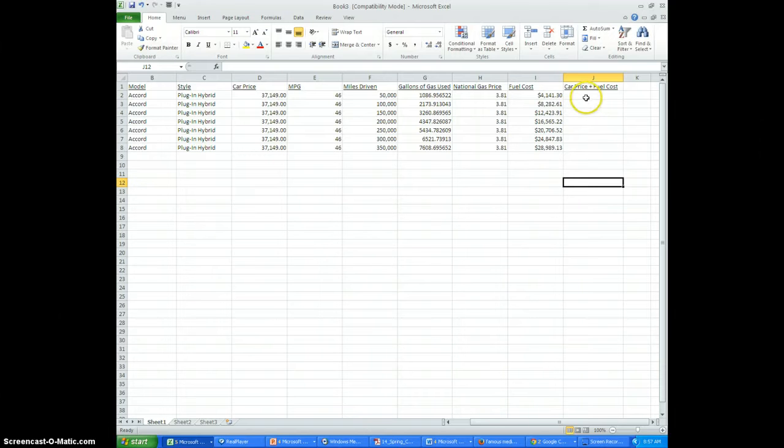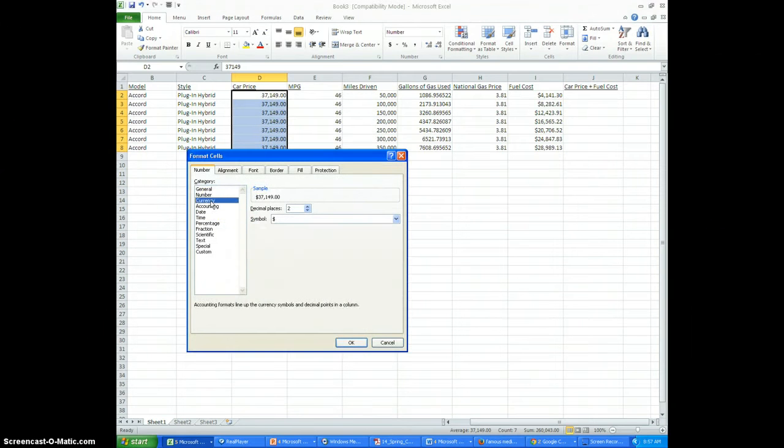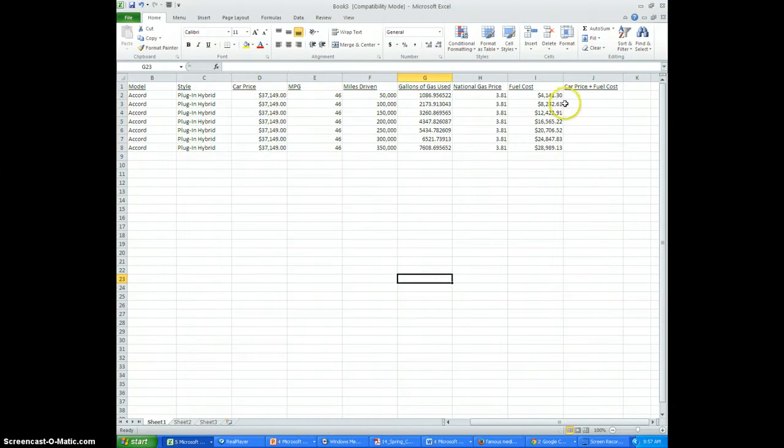Okay, now we're going to look at the last column here, car price plus fuel cost. Okay, so we have the car price here, and I'm going to format that into currency again because it's money. Okay, now we're going to add those two together. Okay, equal, parenthesis, this plus, so that's car price plus fuel cost. So if you drive 50,000 miles to buy a plug-in hybrid, it's going to cost you right around $41,290.30. Okay, so let's drag that down so we get all our numbers here.